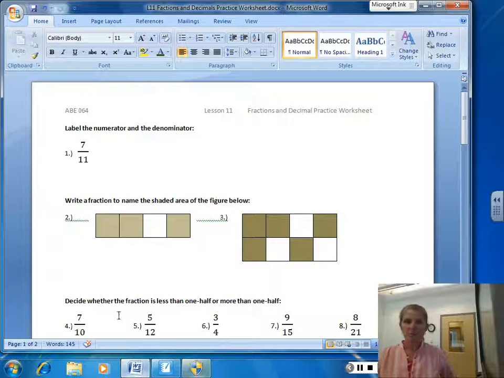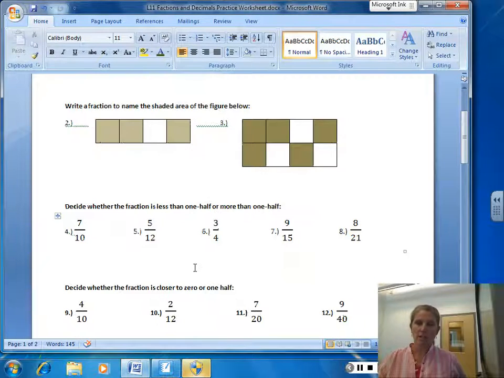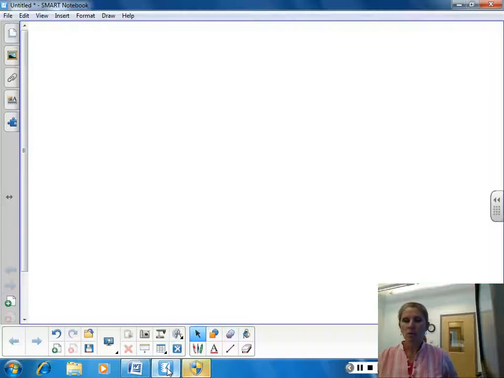The next thing you're going to be asked to do, let me just show you the worksheet that I'm thinking about. You're going to label your numerator and denominator. You're going to name your fractions. And then the next part says decide whether the fraction is less than 1/2 or more than 1/2. So let's look at how to do that. I don't want you to do a lot of calculations here. I want you just to be thinking about it in your head.